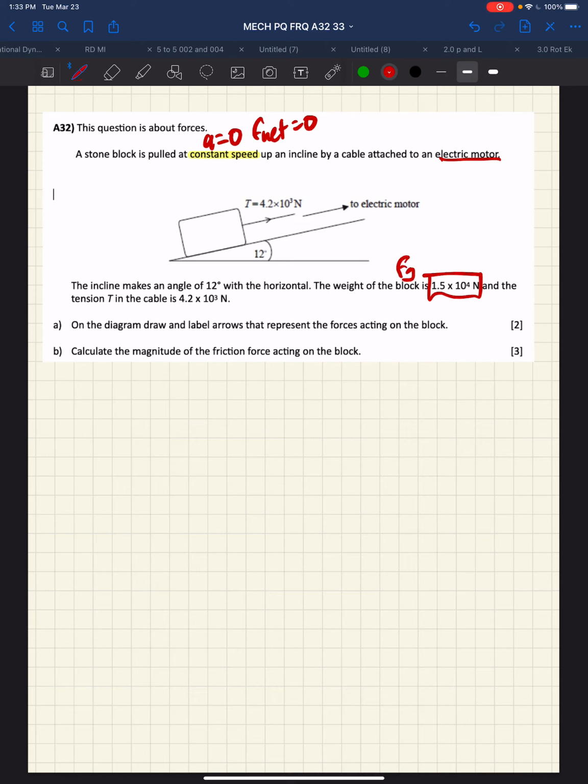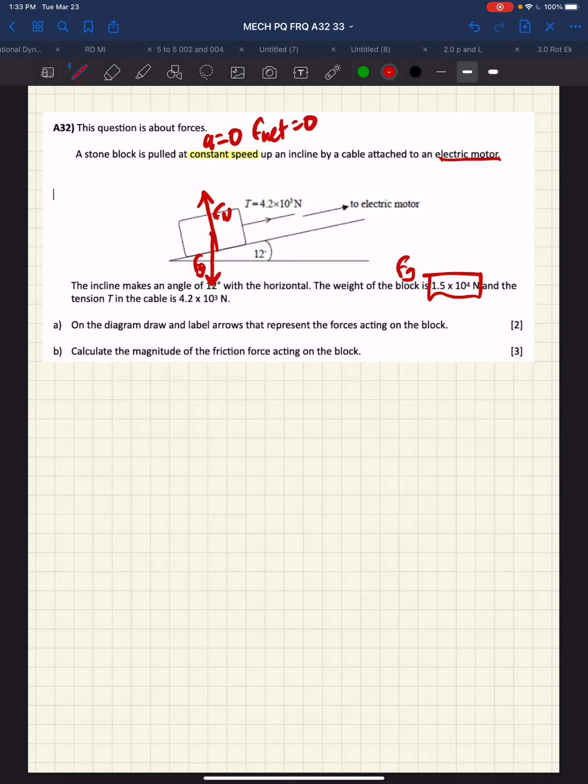The tension, 4,200 newtons. On the diagram, draw arrows to represent the forces acting on the block. Now on the block, we have gravity acting this way. Should actually be a little more precise with that. We should have gravity from the center of the body acting like this, treated as a point object, and the normal force acting like this, represented by the surface.